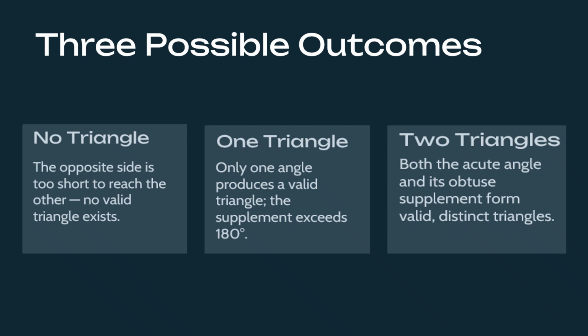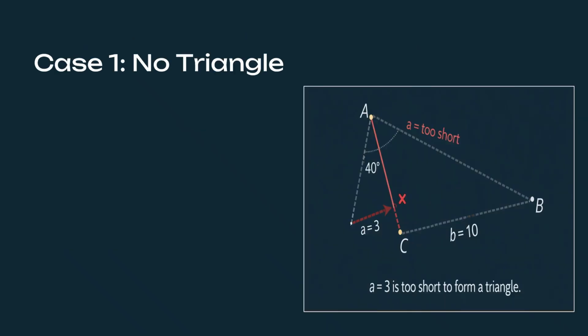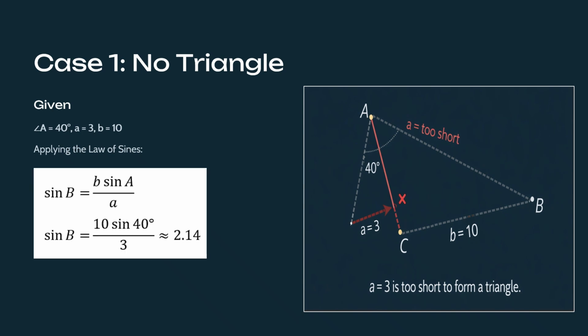We've seen that SSA triangles can lead to three possible outcomes. Let's start with the first case, when no triangle exists at all. Here's the setup. We're given angle A is 40 degrees, side a is 3, and side b is 10. At first glance, it looks like we should be able to form a triangle. But when we apply the law of sines, something unusual happens.